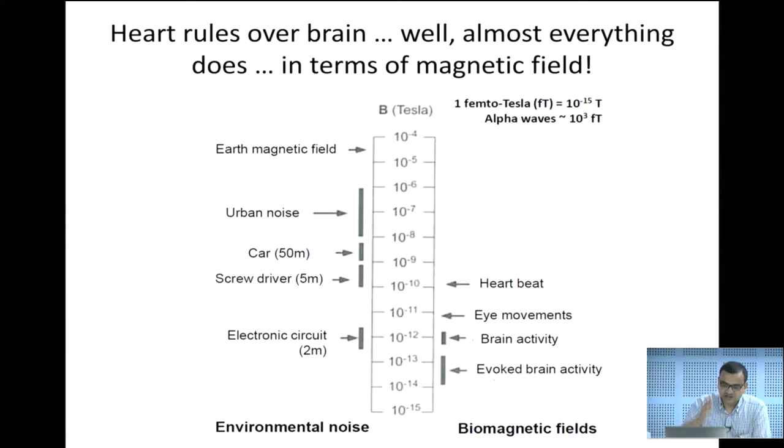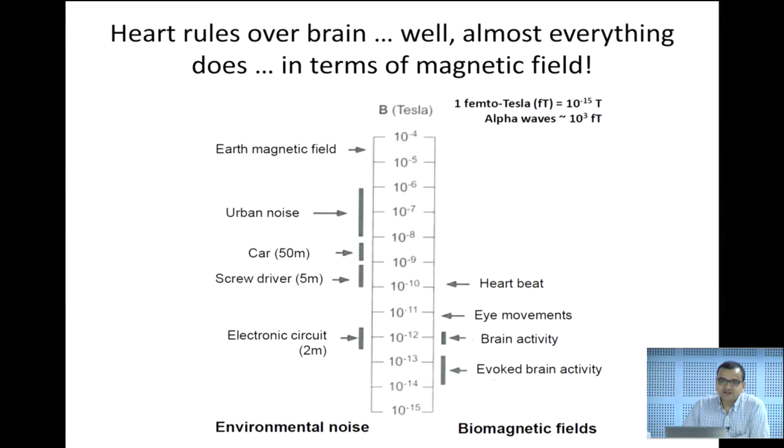I was mentioning earlier the strength of the magnetic field produced by the brain. Here you see a rough distribution of amplitudes: the heart's magnetic field on the top, then urban noise, although this is more like electrical noise. Even a passing car creates a magnetic field, because it is a moving vehicle. If you move a screwdriver, anything metallic moving creates a magnetic field. Then comes electronic circuitry, and then you see the brain activity almost at the bottom. Literally, the Earth's magnetic field is almost 100 billion times stronger.